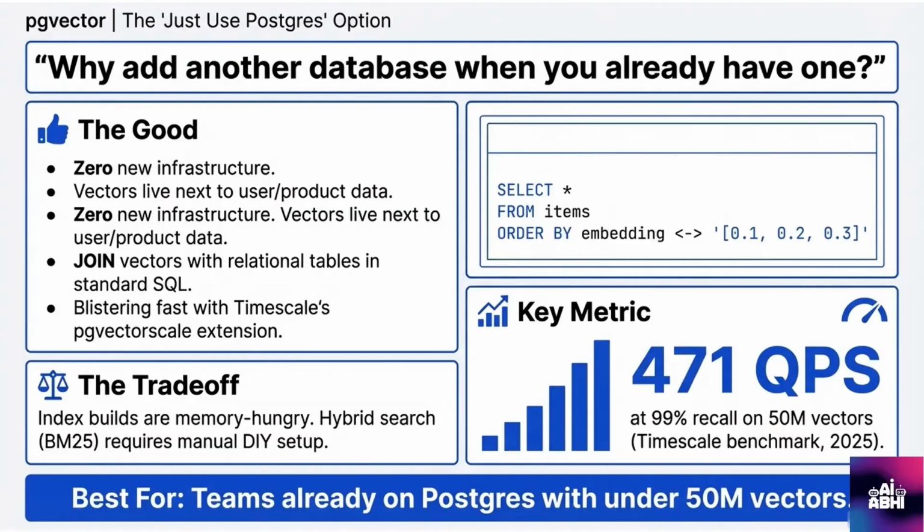So pgvectorscale has 471 QPS at 99% recall on 50 million vectors, according to the Timescale benchmark from the 2025 stats.